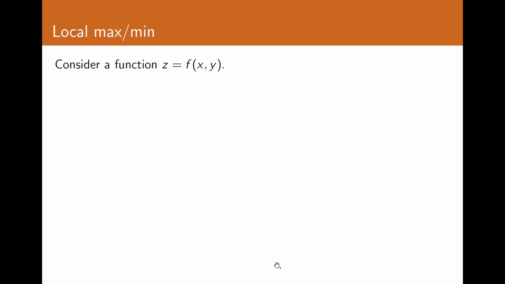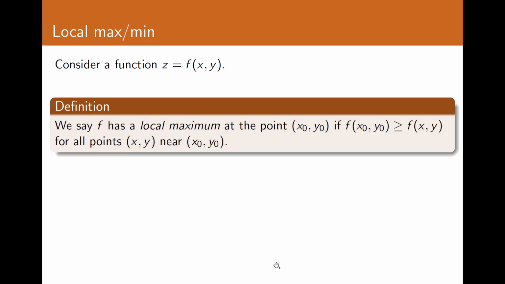So let's start with some basic definitions that are going to mimic the definitions we made for functions of one variable. So let's start off with a function z is equal to f of x, y. We say this function has a local maximum at a point x0, y0 if f of x0, y0 is bigger than every f of x, y for all points x, y near x0, y0.